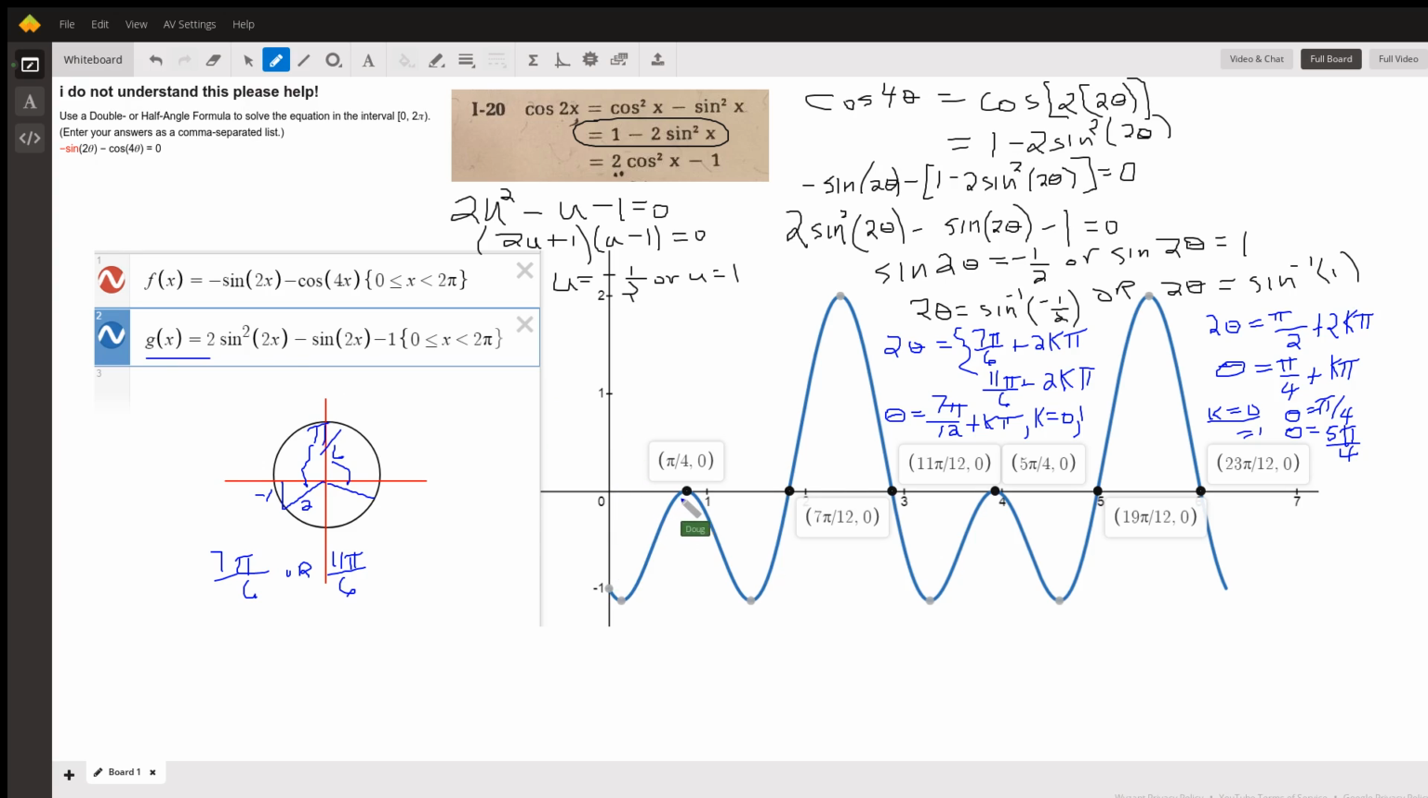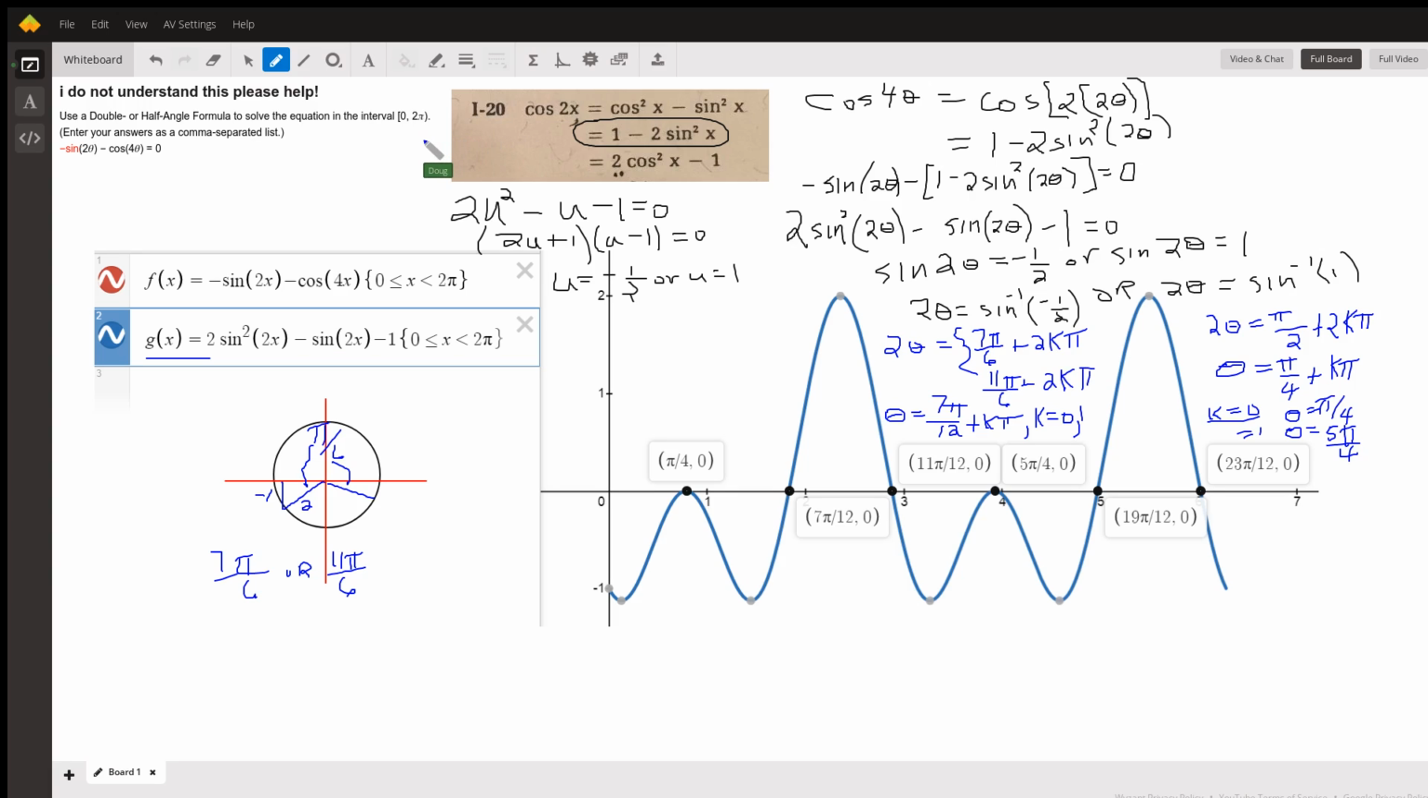And where that graph crosses the x-axis, those are the roots of that function. And you can see I've got answers of pi over 4, 7 pi over 12, 11 pi over 12, etc. How did I get to that? Or how do you get to that without graphing? The key is that, well, there's a couple ways to do this.